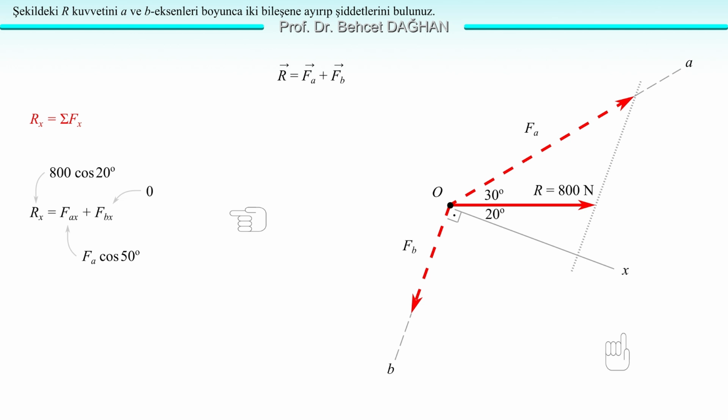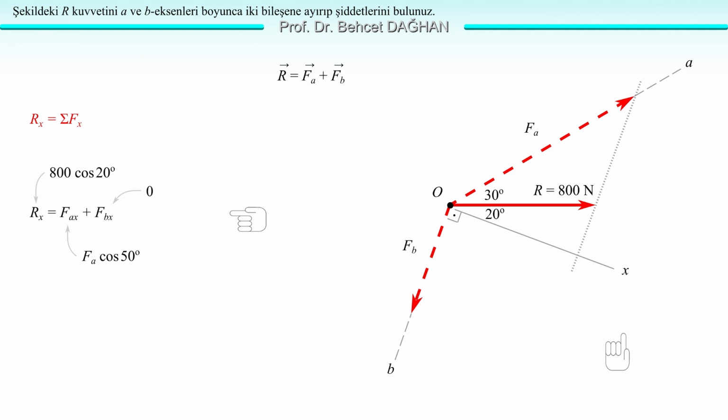Now, here, we chose the x-axis perpendicular to Fb. Therefore, when you subtract 90 degrees from 110 degrees, the angle between the force R and the x-axis is 20 degrees. The projection of R is 800 cosine 20, since the angle between them is 20 degrees. The projection of Fa: the angle between them is 30 plus 20, 50 degrees. Fa times cosine 50 degrees. In other words, the projection of Fa and the projection of R are equal to each other. We see this in the figure.